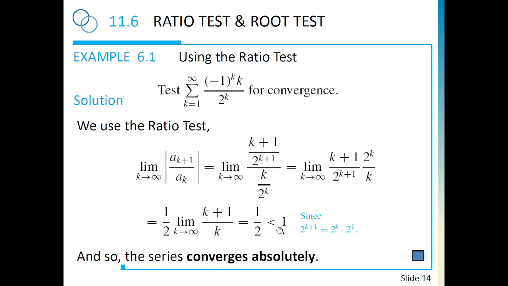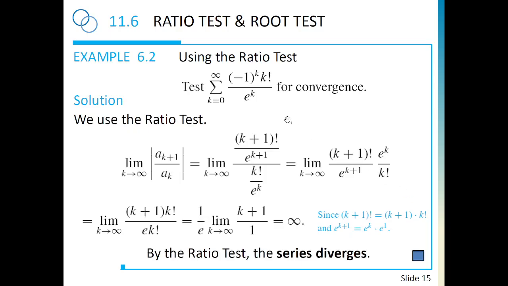So 1 over 2 is smaller than 1. Therefore, by the ratio test, we can conclude that this alternating series is actually absolutely convergent. So you see, in essentially 2-3 steps, we are able to conclude quickly that the series is absolutely convergent.